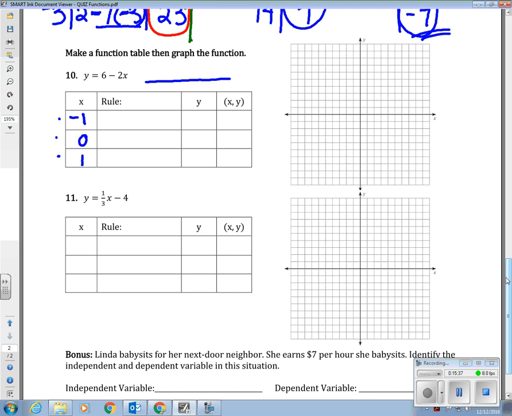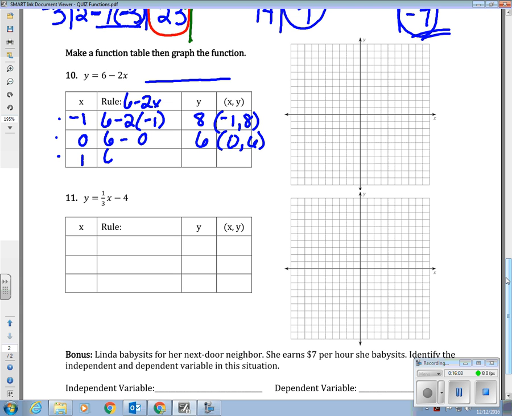Okay, so we have our rule, which is 6 minus 2x, which means 6 minus 2 times -1. That means that's positive 2. 6 plus 2 is going to be 8. So my ordered pair is -1, 8. And make sure you put pairs in parentheses, your coordinates. The next one is 6 minus, and all that's going to be 0. So that's going to be 6. This is going to be 0, 6.